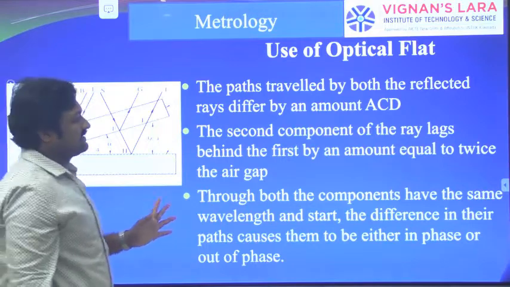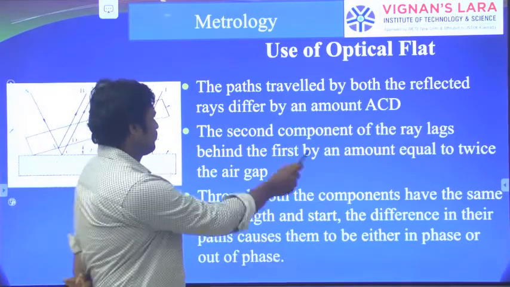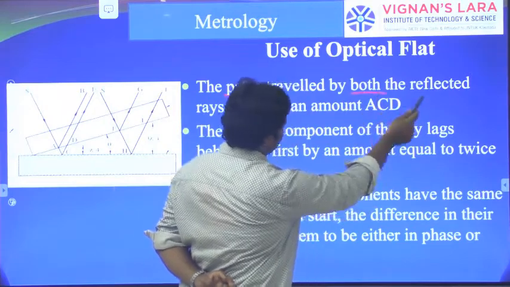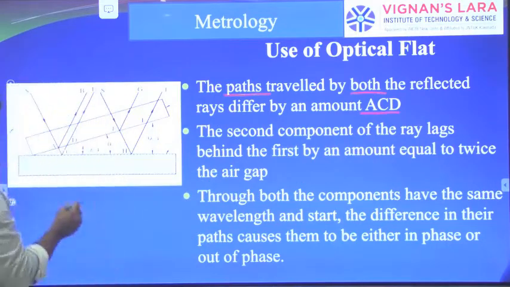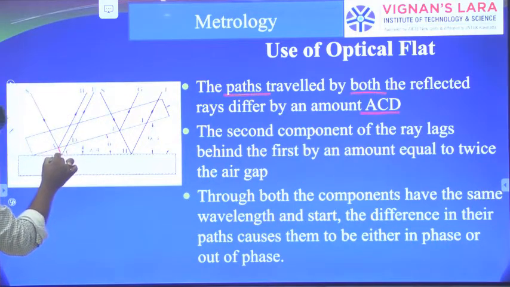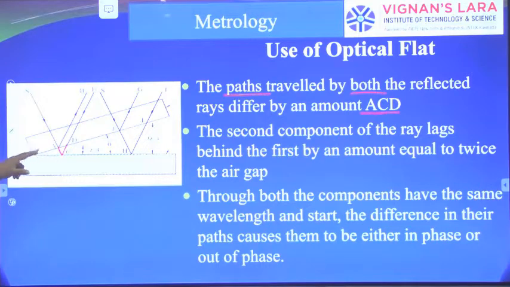Next, the paths traveled by both the reflected rays differ by an amount of ACD. So this is the difference between the two lights. From S to A, that is, from the light source to the bottom surface of the optical flat, and again it is traveling from A to B, and from D to E. From here to here, it is traveling. So AB is equivalent to DE.